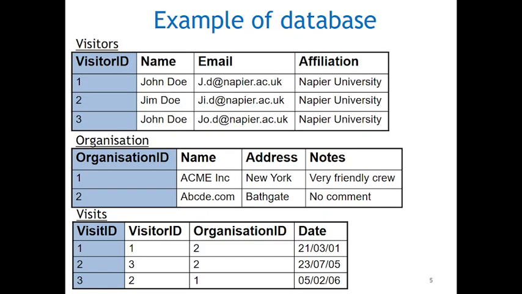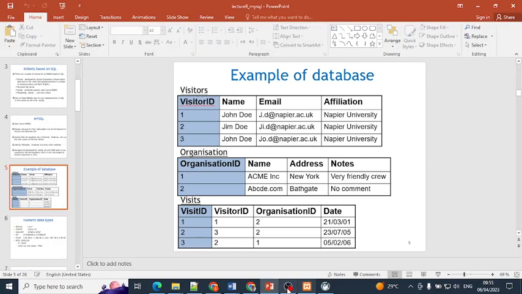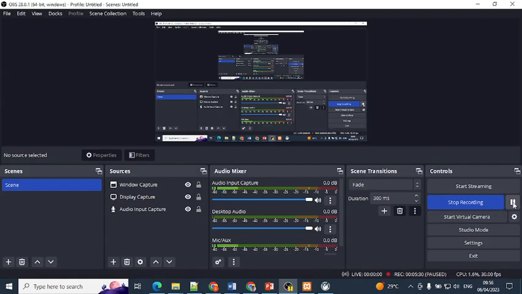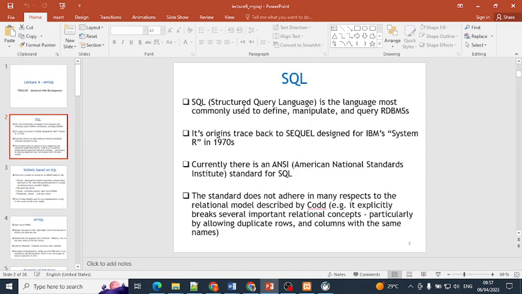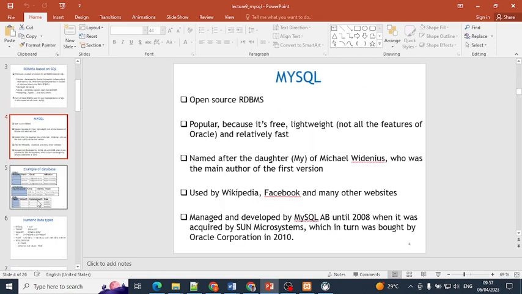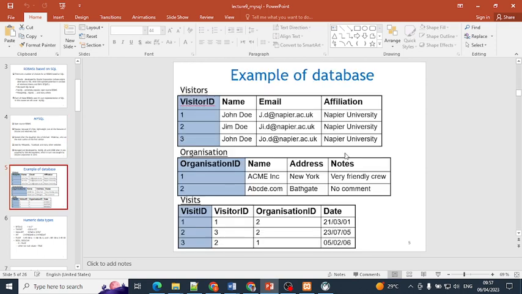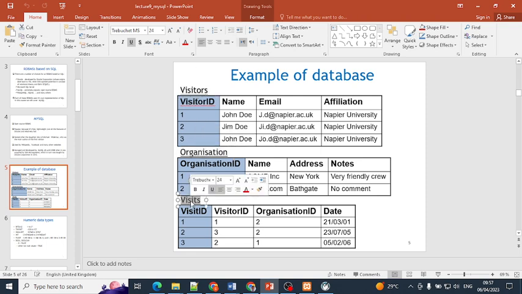Now see, we have to create these tables in the database. These are the tables: visitors, organization, and visits. So I was giving an introduction about MySQL and SQL. Now for the exercise, we can create these types of tables: visitors, organization, visit, inside a database.